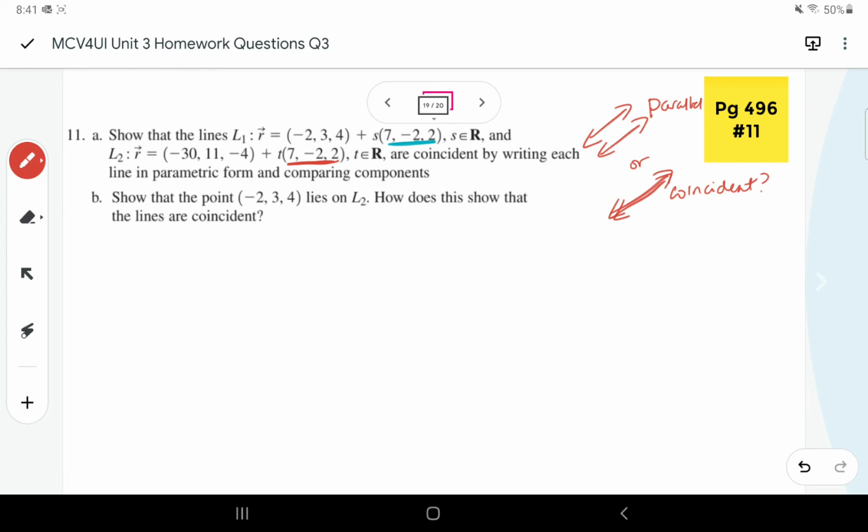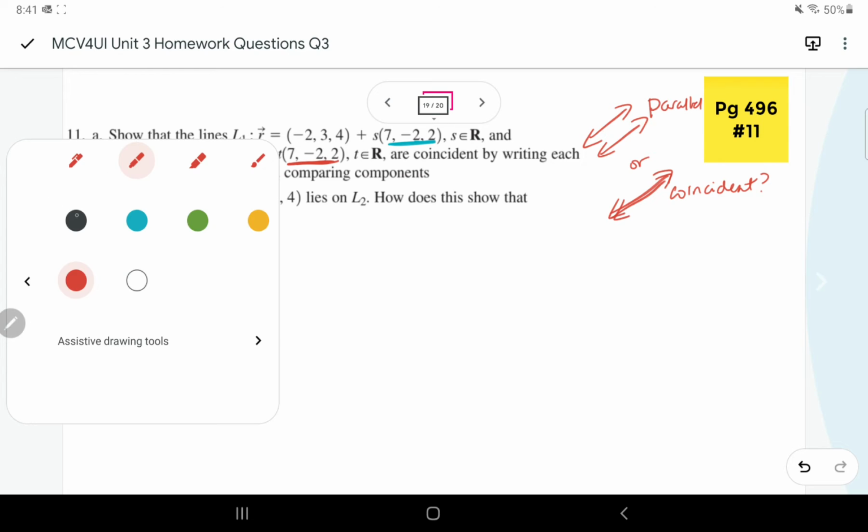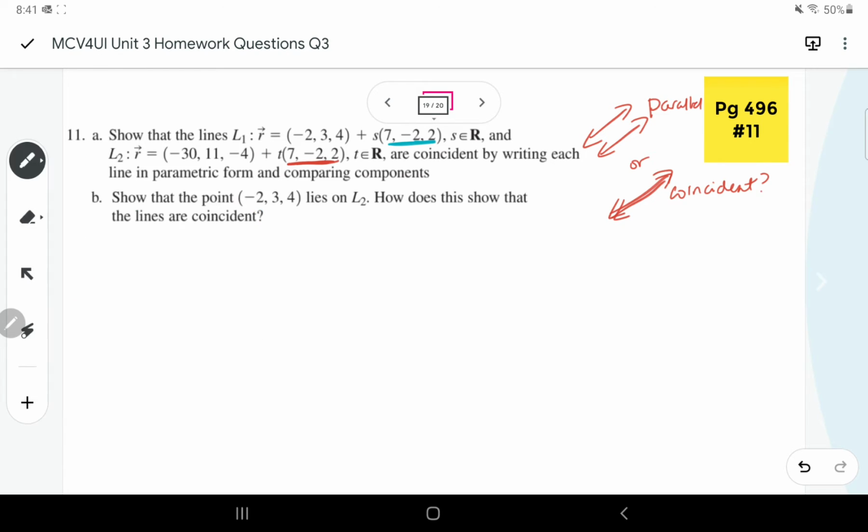So the first way is, and this is the one that I don't really use, but I will show you what they mean for sure, is to write these in parametric form. So for L1, we would have x is negative 2 plus 7s, y is 3 minus 2s, and z is 4 plus 2s.